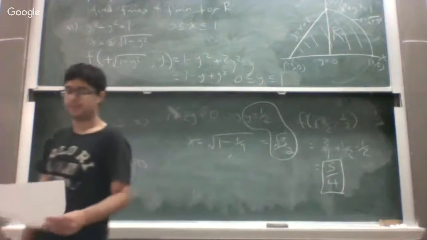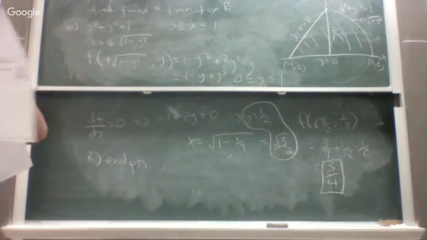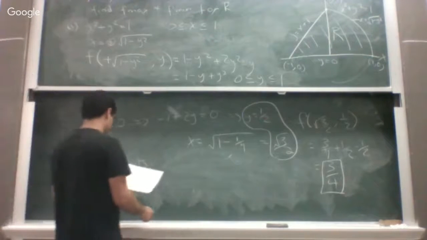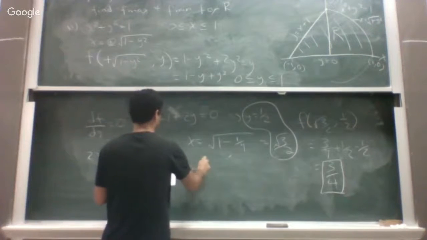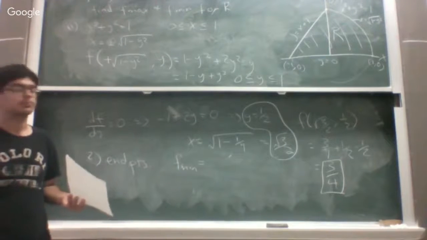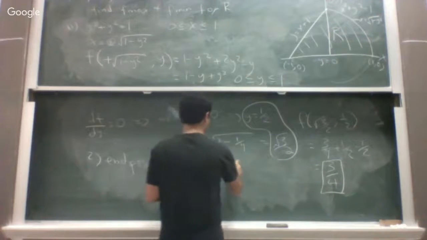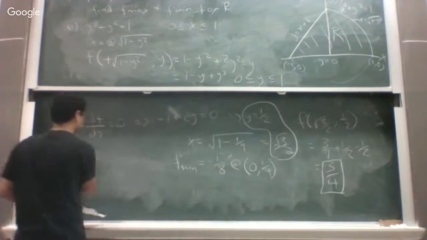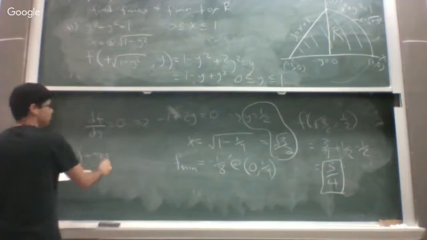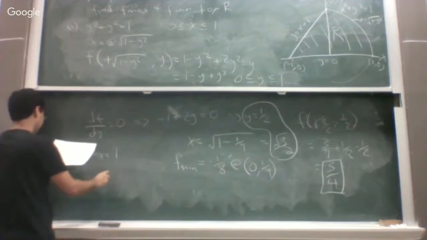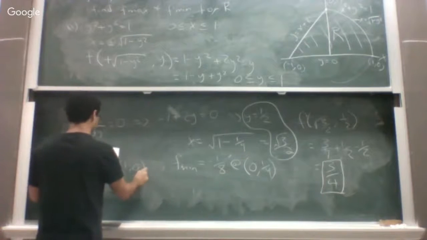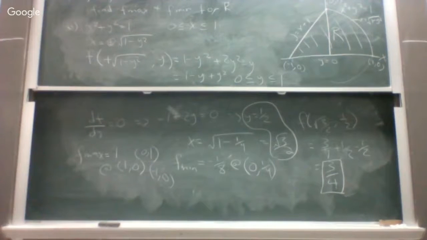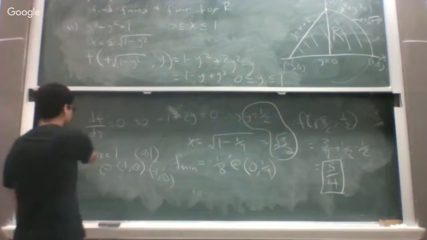It's going to take up most of the whole page. But we're almost done right now. So the next part, what is our min? What is the minimum value that we found? -1/8. And they ask you to write the coordinate, so 0, 1/4. And what is our max? Our max is equal to 1, but it occurs at 3 points: 1, 0, -1, 0, and 0, 1. So this is like part 4.